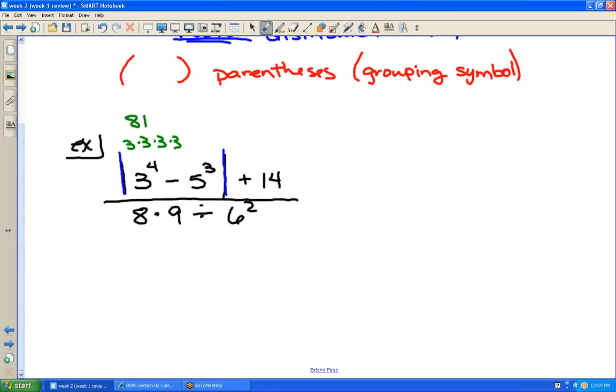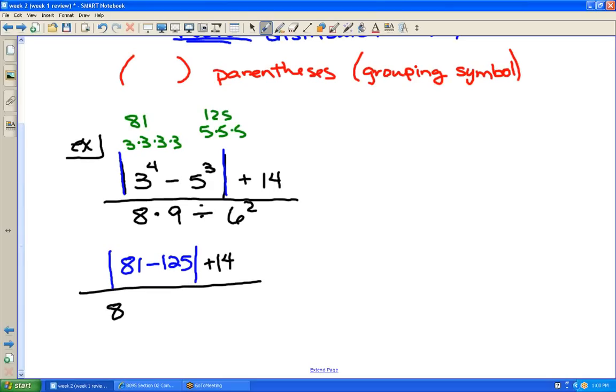Okay, and 5 to the third. That minus sign is not attached to the exponent. It's a minus sign. So this is just 5 times 5 times 5, which is 25 times 5, which is 125. So really what you have is absolute value of 81 minus 125 plus 14 over 8 times 9 divided by 6 squared.